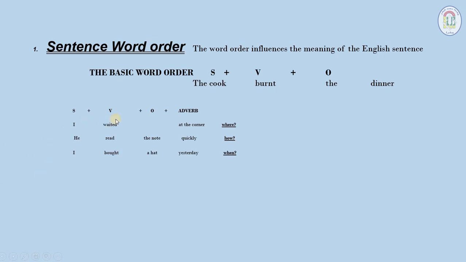So, I waited at the corner. I waited, here it's a verb that does not need an object, and here I answer the question where I waited: at the corner. He read the note quickly, it answers how. I bought a hat yesterday, it answers when. So the adverb also adds something else. The basic word order is subject, verb and object, and what we add is additional information.